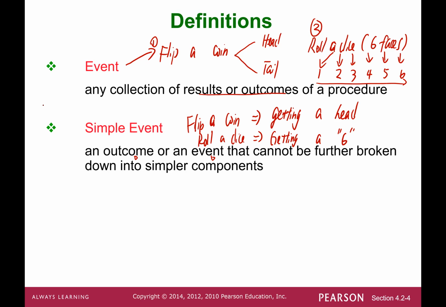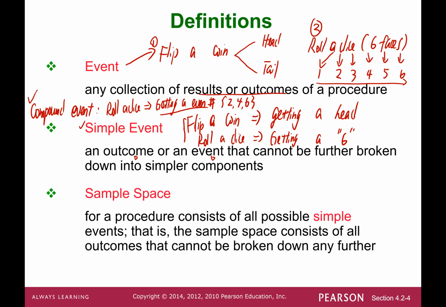Let me show you the counterpart of a simple event. It's called a compound event. We're going to mention this again later on. A compound event is a collection of two or more simple events. Now think about rolling a dice and then getting an even number. We know that an even number could be 2, 4, or 6. That being said, getting an even number is not a simple event. It's a compound event. It has 3 simple events as components. So that's the difference between a simple event and a compound event. But again, let's focus on the simple event for now, meaning an event or outcome that cannot be further broken down into simpler components.